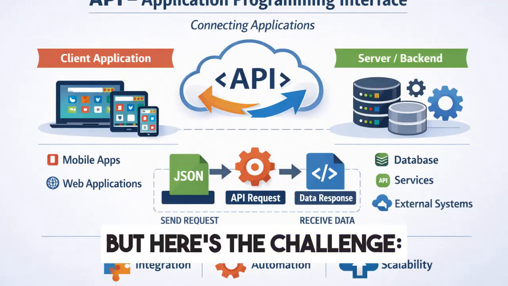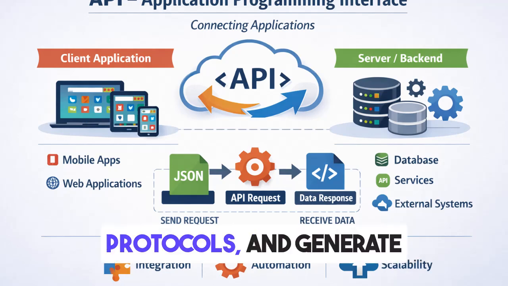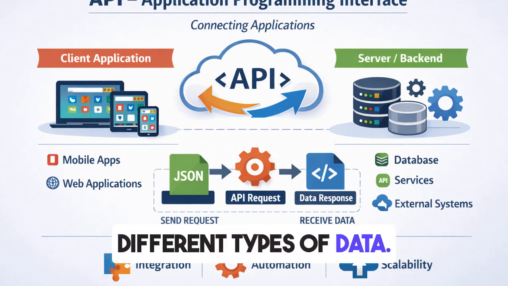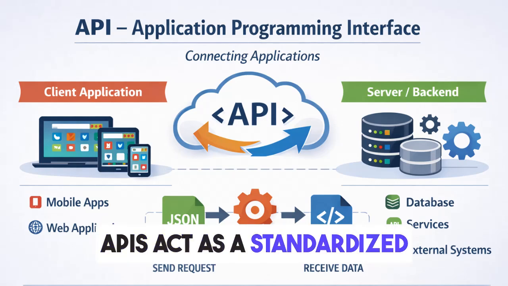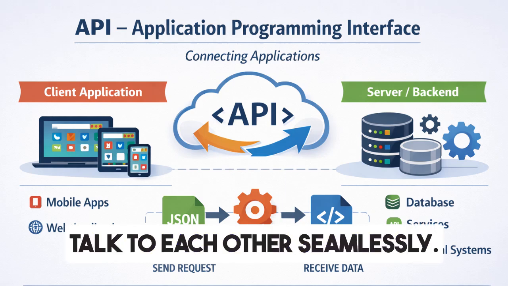But here's the challenge: these devices are often made by different manufacturers, use different protocols, and generate different types of data. This is where APIs become critical. APIs act as a standardized interface that allows all these different components to talk to each other seamlessly.